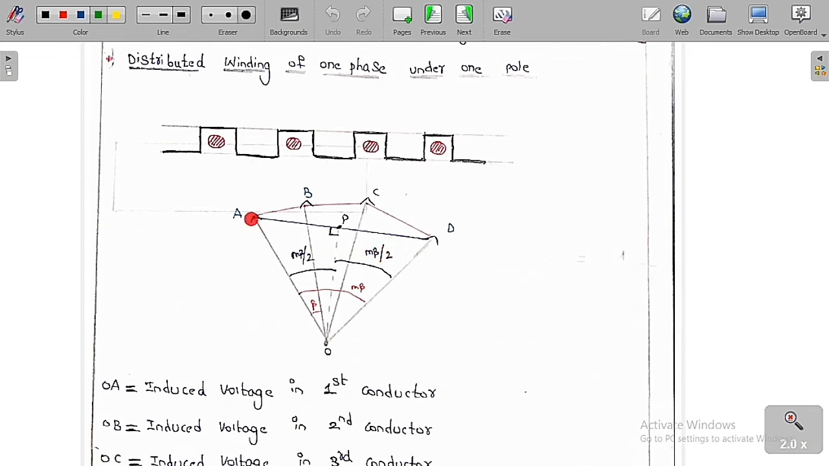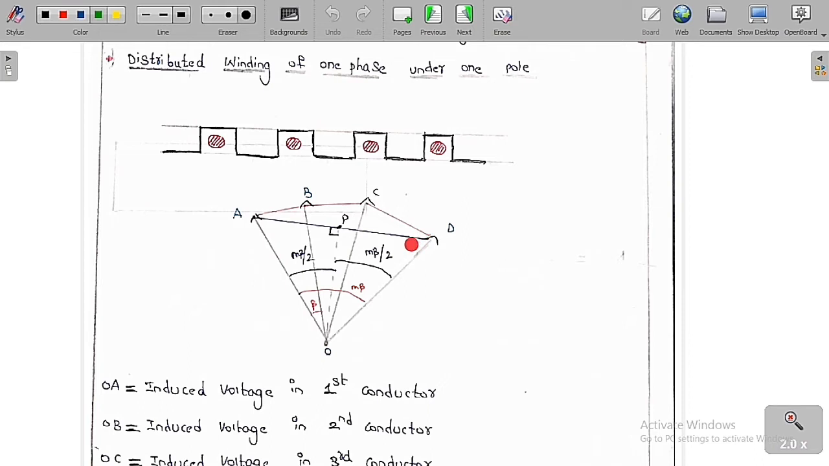If you draw a straight line from A to B, this is called a resultant induced voltage across the first and the second conductor. So if you join points A and B, this straight line is the resultant induced voltage. So OA is the induced voltage in the first conductor, OB in the second conductor, OC in the third conductor, and OD in the fourth conductor, and AD is the resultant induced voltage across the first and the fourth conductor.